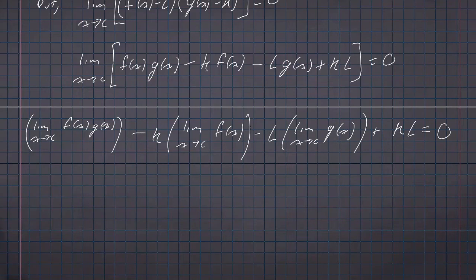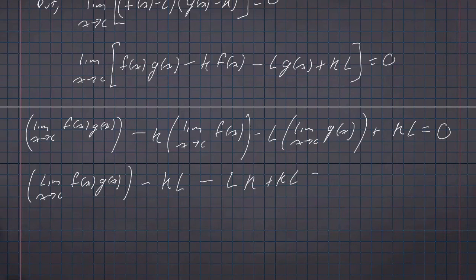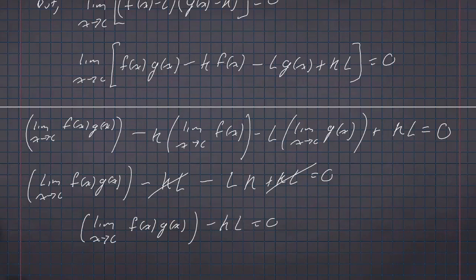All right. So we have this limit as x goes to c of f of x, g of x, which is exactly what we are trying to figure out. We have this k times limit as x goes to c of f of x, which is L. We have this minus L times limit as x goes to c of g of x, which is k. Minus KL and plus KL cancel each other out, leaving us with minus LK, which is the same thing as minus KL. Or I guess I should leave that as LK.